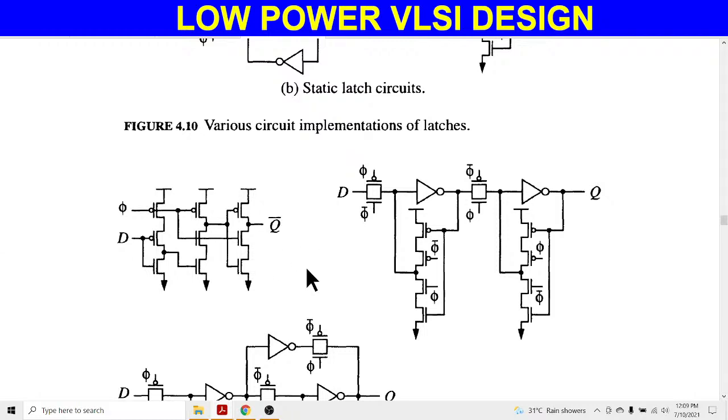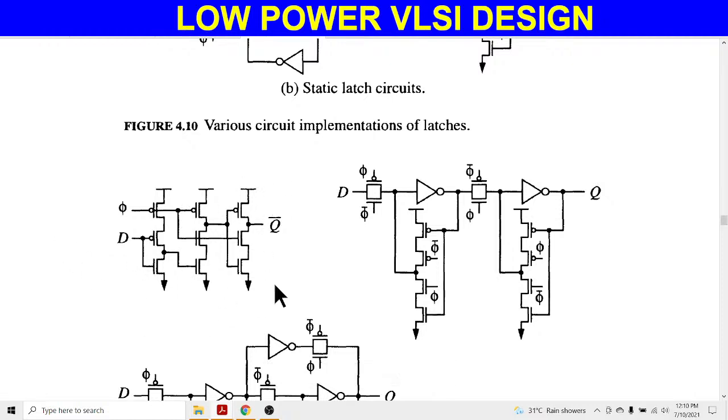Now what is the difference between flip-flop and latches? We already discussed that a flip-flop only works when a clock pulse is applied, and there is no need to provide the clock pulse in the latches circuit. Also, we can say when we cascade two latches, we get a flip-flop.